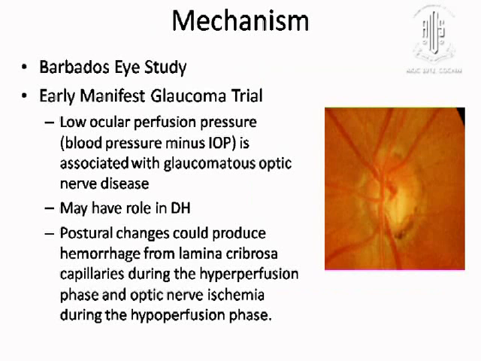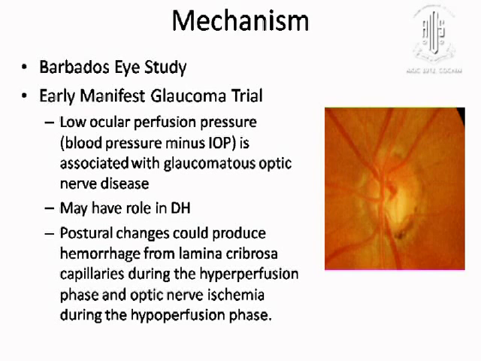The mechanism, I think the 2 studies which have postulated the same thing are the Barbados and the EMGT again, and they have shown that low ocular perfusion pressure, as we know, has a big bearing in causing glaucomatous optic neuropathy. And the same lower ocular perfusion pressure has also been shown to have a role in disc hemorrhages also.